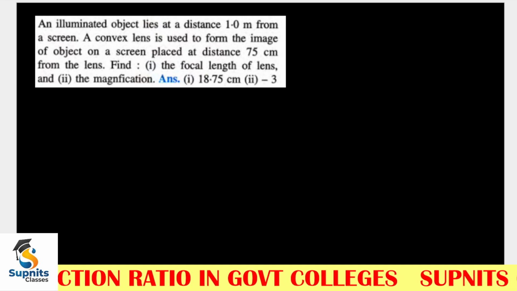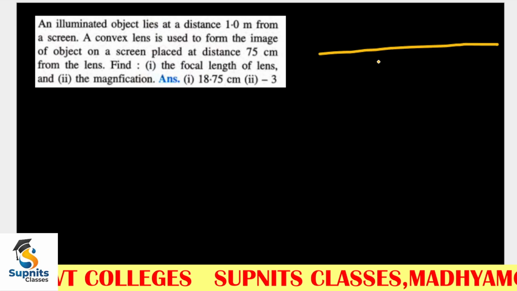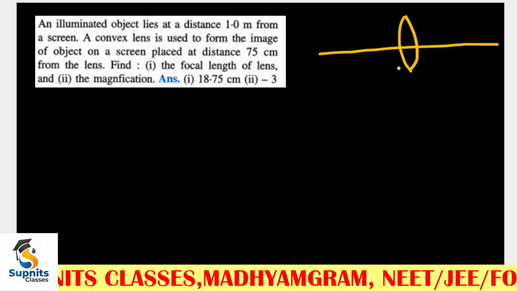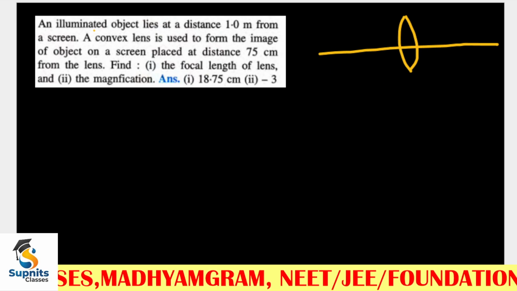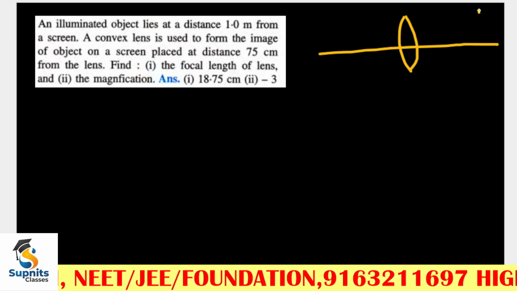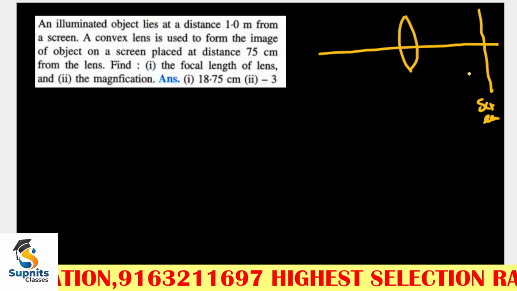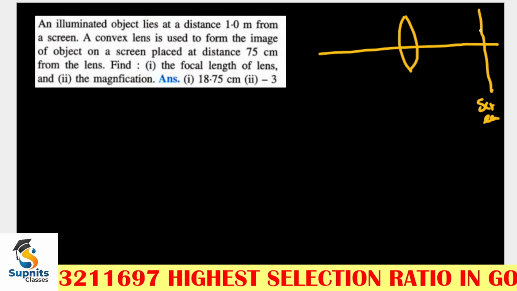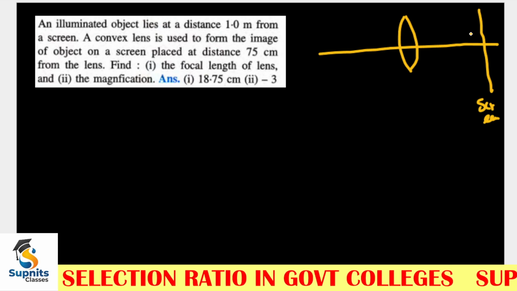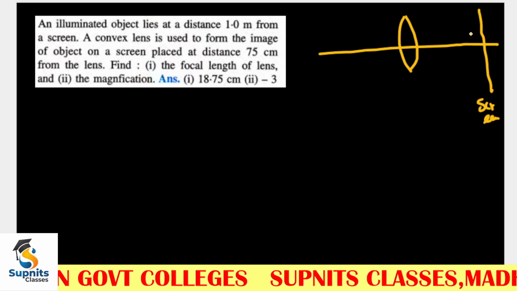In this problem, first of all, I will try to draw the diagram, which is very important in any problem in physics. Convex lens, it is already given, it's a convex lens. Very good. Illuminated object lies at a distance of 1 meter from a screen. So there is a screen over here. I'll take this as a screen. Why is the screen there? Screen is there to take the image, so that we can understand, or we can see where the image is formed.